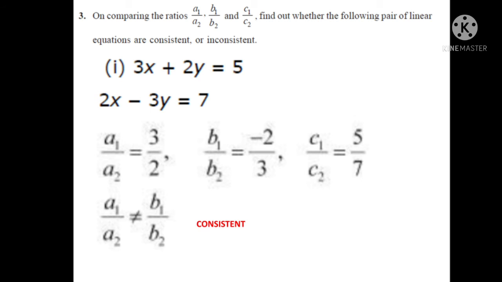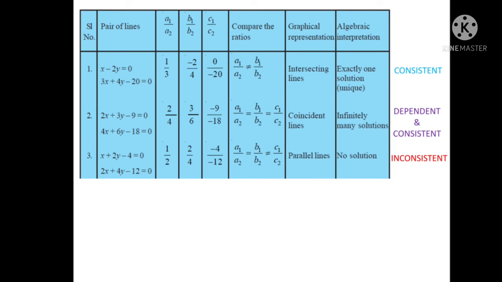Now let us do question number 3. On comparing the ratios A1 by A2, B1 by B2 and C1 by C2, find out whether the following pair of linear equations are consistent or inconsistent. Now let us see this slide.